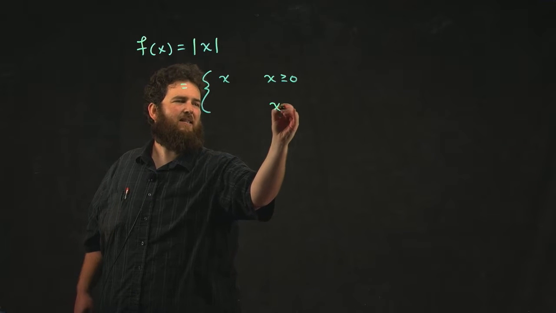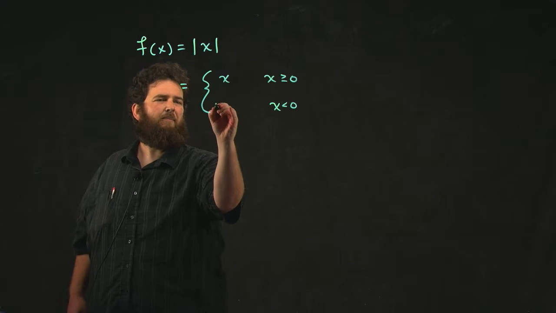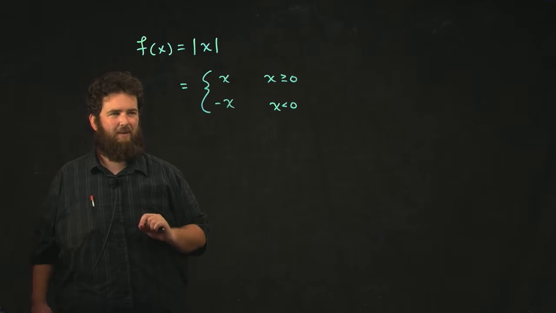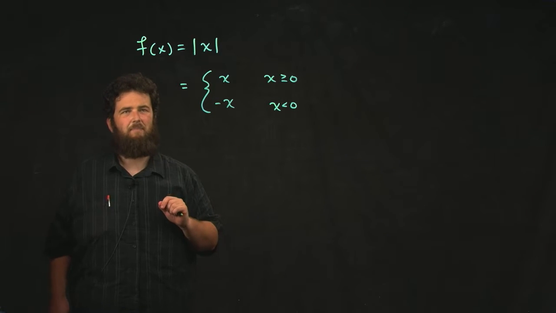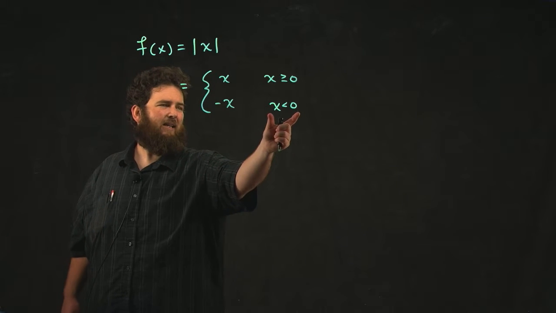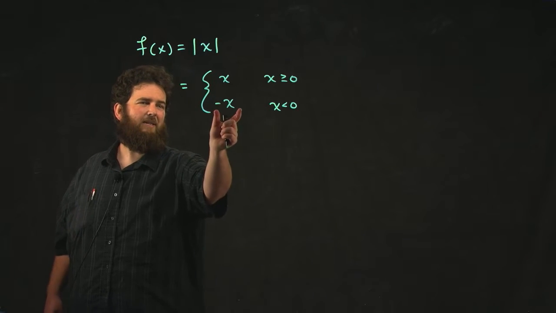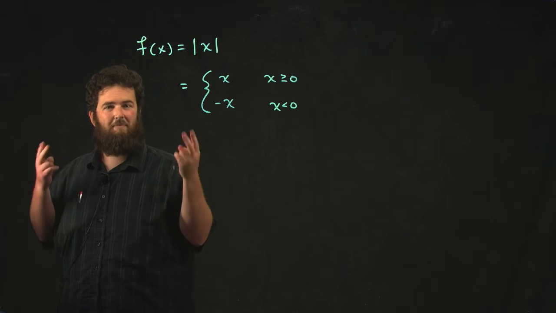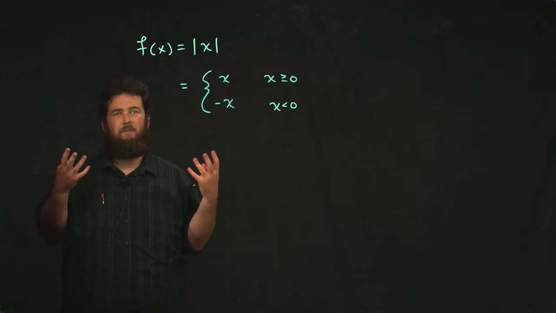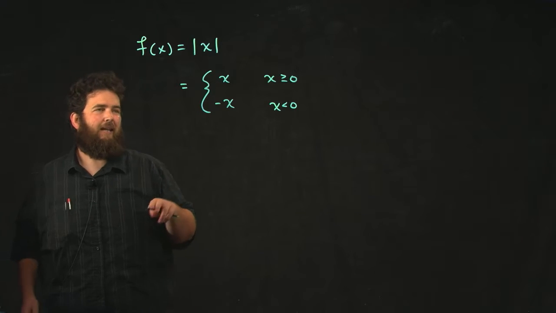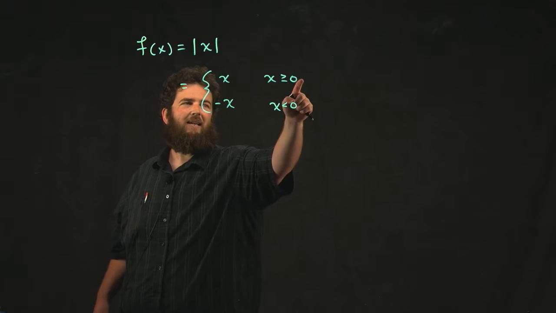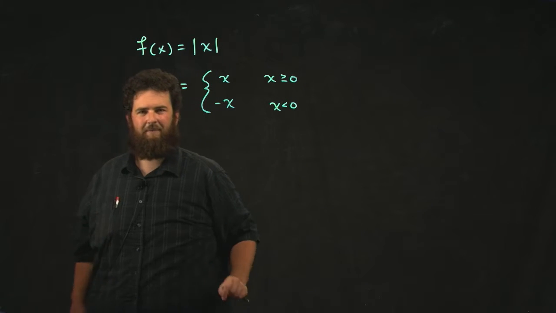But if x is less than 0, we want to take the opposite of whatever that number is, right? The negative version of that number. So if I were to say the absolute value of negative 3, x is less than 0, so I would say the negative of negative 3, which is positive 3. So that's a really great way of defining absolute value in two separate pieces, depending on whether your input is positive or negative.